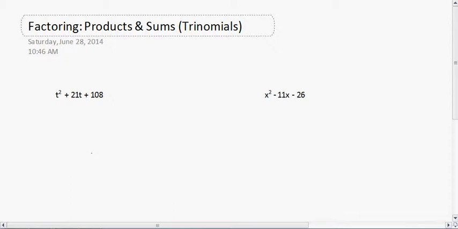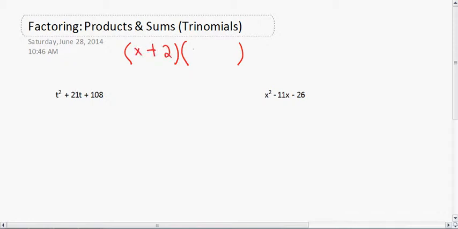I put two up here, t squared plus 21t plus 108 and x squared minus 11x minus 26. So the people that refer to this as reverse foiling do so because we're going to end up with an answer, a group of factors with two sets of parentheses in both cases. So it's the reverse of this process.